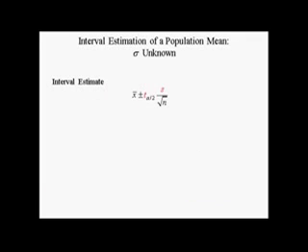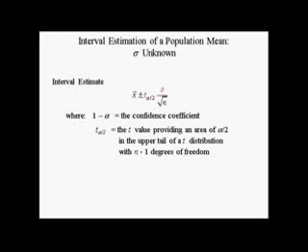The interval estimate when sigma is unknown is equal to the sample mean x bar plus or minus the estimated margin of error, which is the product of the t-value and the estimated standard error. Like before, 1 minus alpha is the confidence coefficient. Like the z subscript alpha divided by 2, t subscript alpha divided by 2 is the t-value providing an area of alpha divided by 2 in the upper tail of the t-distribution with n minus 1 degrees of freedom. Because the population standard deviation is unknown, we have to use sample standard deviation s instead.